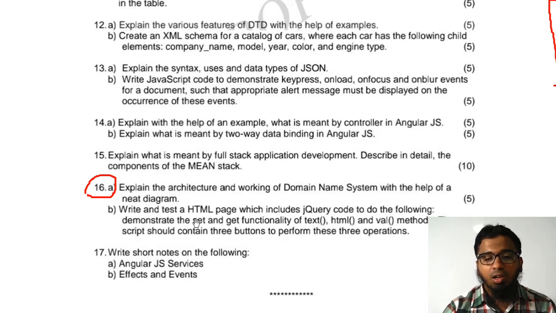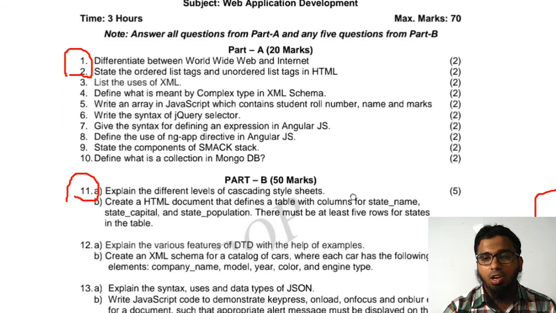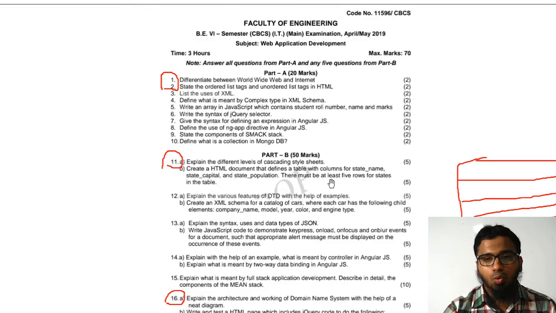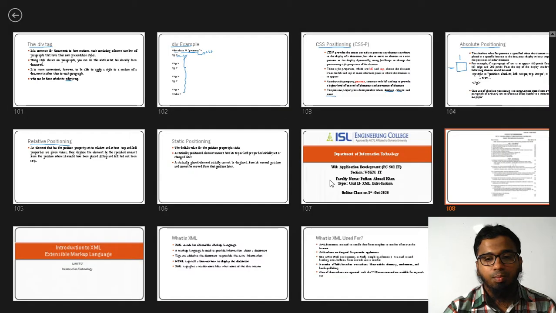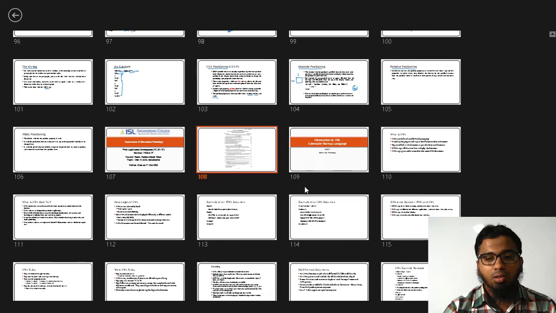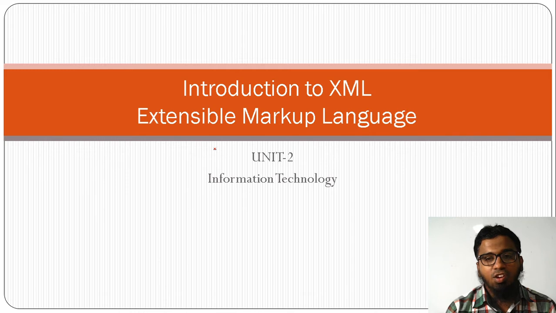Okay, and here this HTML jQuery is from the third unit. So here 5 plus 5 plus 5 is 15, 16, 17, 18, 19. From the first unit a 19 marks question. Okay, so be prepared and practice more. So this is about the first unit, what we have learned and how the questions came in the previous exam. Now we will move to the next unit, Introduction to XML.